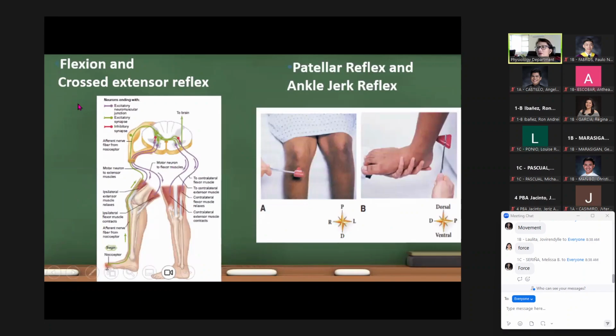Okay, and then we also have these flexion and cross extensor reflexes. And then this is what you did in the lab. These are examples of deep tendon reflexes, or DTRs. This is your patellar reflex, and this is your ankle jerk. So in the asynchronous video, I asked you to name some of the receptors.